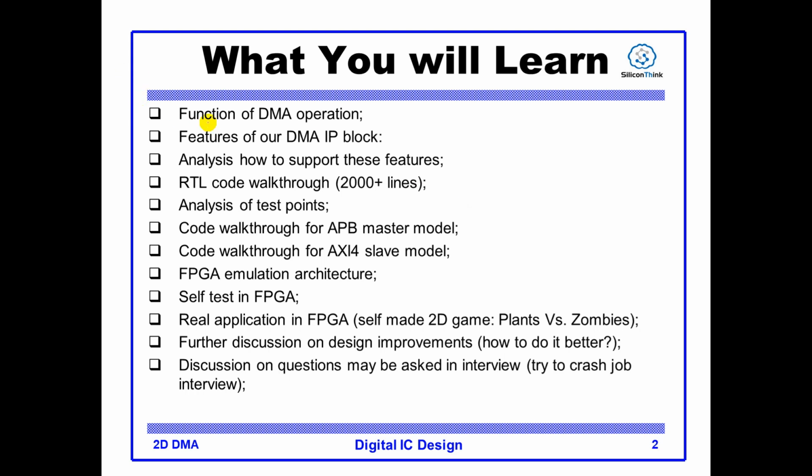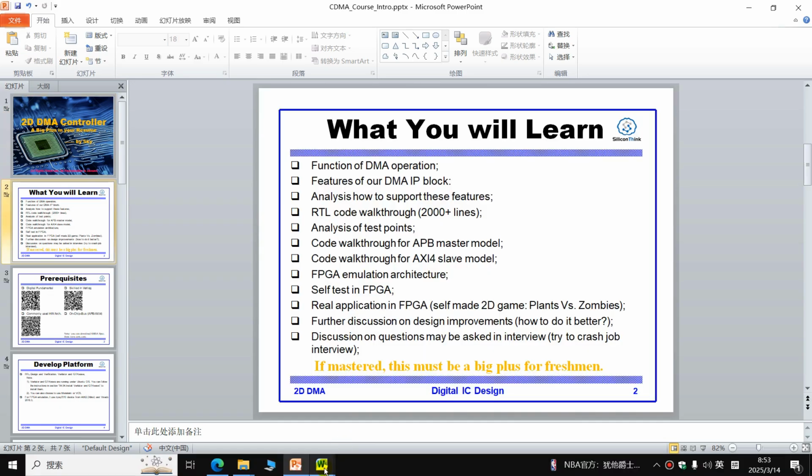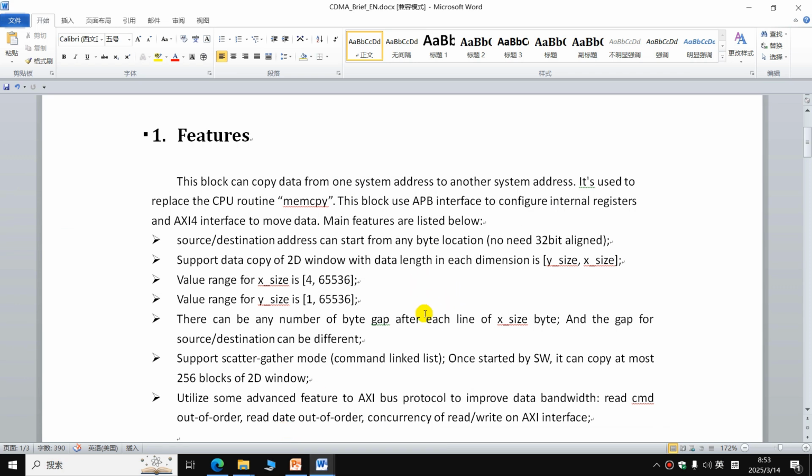First, we will talk about the general function of DMA operation. Then, I will introduce the features of our DMA block. Let's have a quick look at the DMA features. So it was used to copy data from one system address to the other. It was used to replace the CPU routine memory copy.